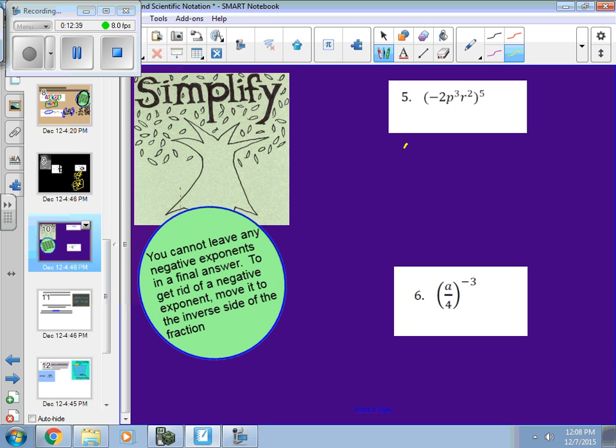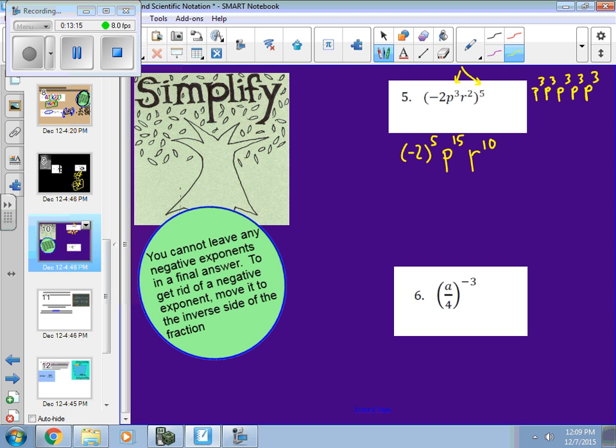So we're going to end up with negative 2 to the 5th power. We're going to have to take p cubed to the 5th power. Now remember, something to the 5th power means you're multiplying 5 of those things together. If we multiply 5 of p to the 3rd power, 3, 6, 9, 12, 15, we should end up with 15 p's. The quicker way of doing that is just to multiply. If you multiply 3 and 5, you get p to the 15th power. Same thing here, r squared to the 5th power, power to a power, multiply. It's going to be r to the 10th power.